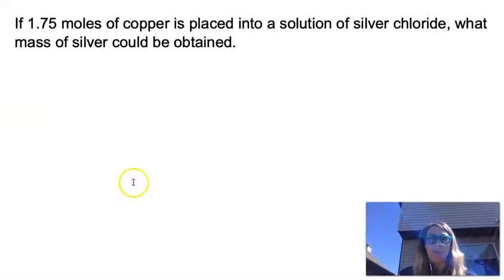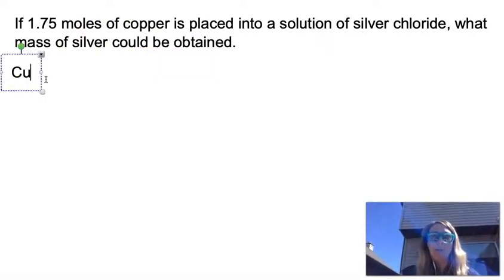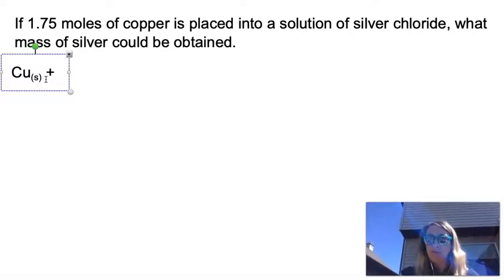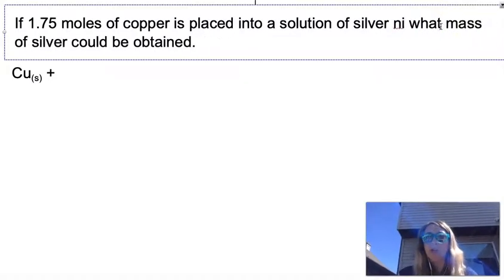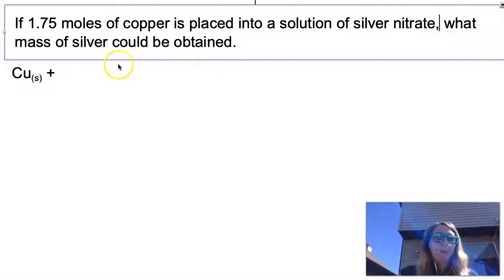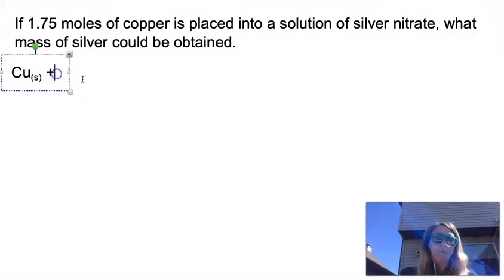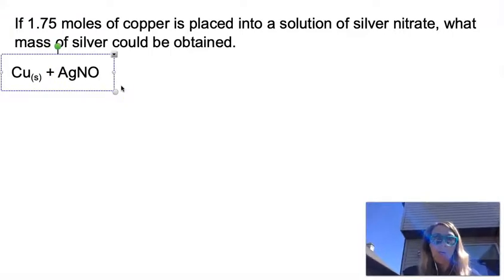So next example we are going to look at says if 1.75 moles of copper is placed into a solution of silver chloride, what mass of silver could be obtained? So balanced equation, we have copper. It is being placed into a solution. No, that doesn't work. Silver chloride isn't actually a solution. Let's just change that. Silver chloride, if you check your solubility table, is solid. So let's make it silver nitrate. That makes more sense. So this is going into silver nitrate, which is going to be AgNO3. That's a solution, so it's going to be aqueous.